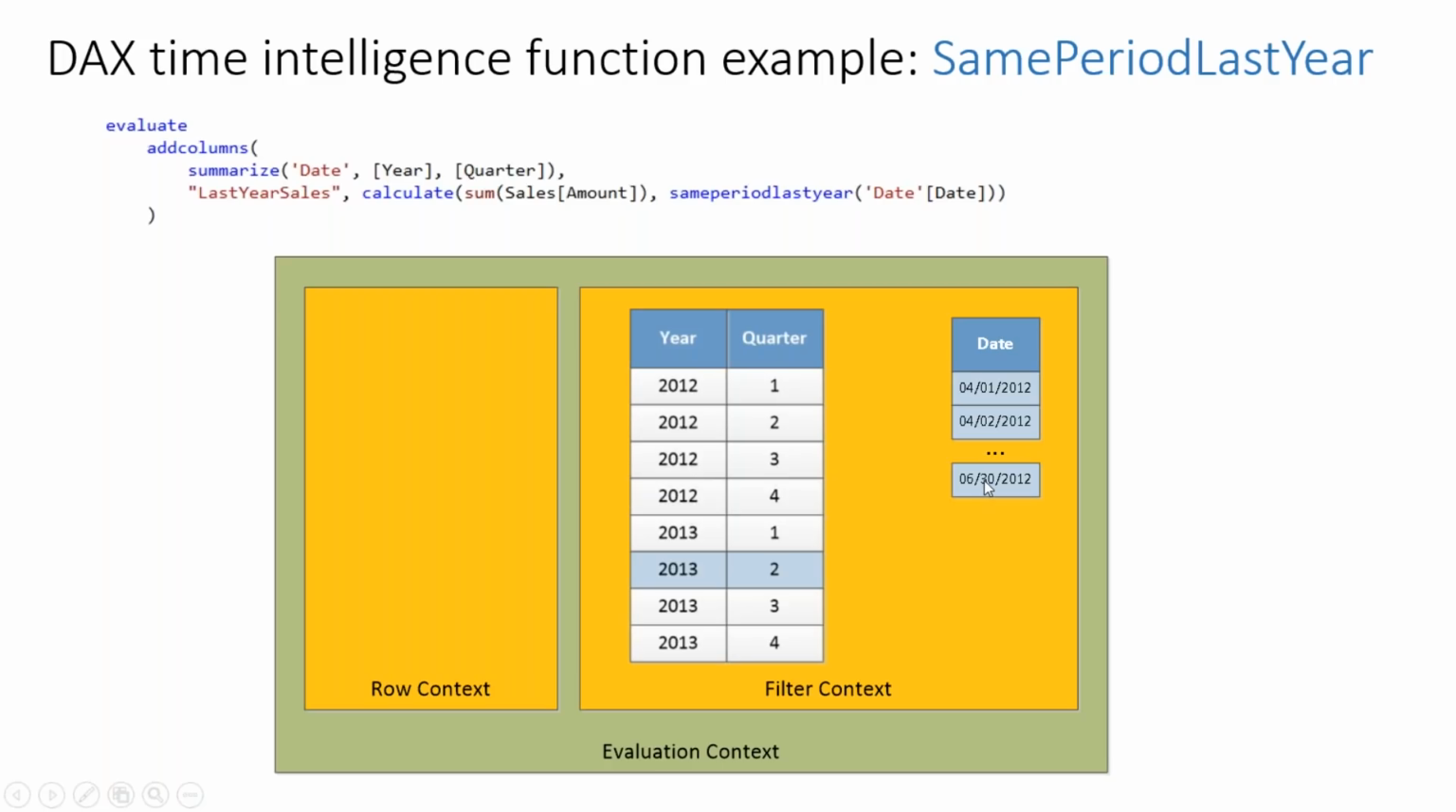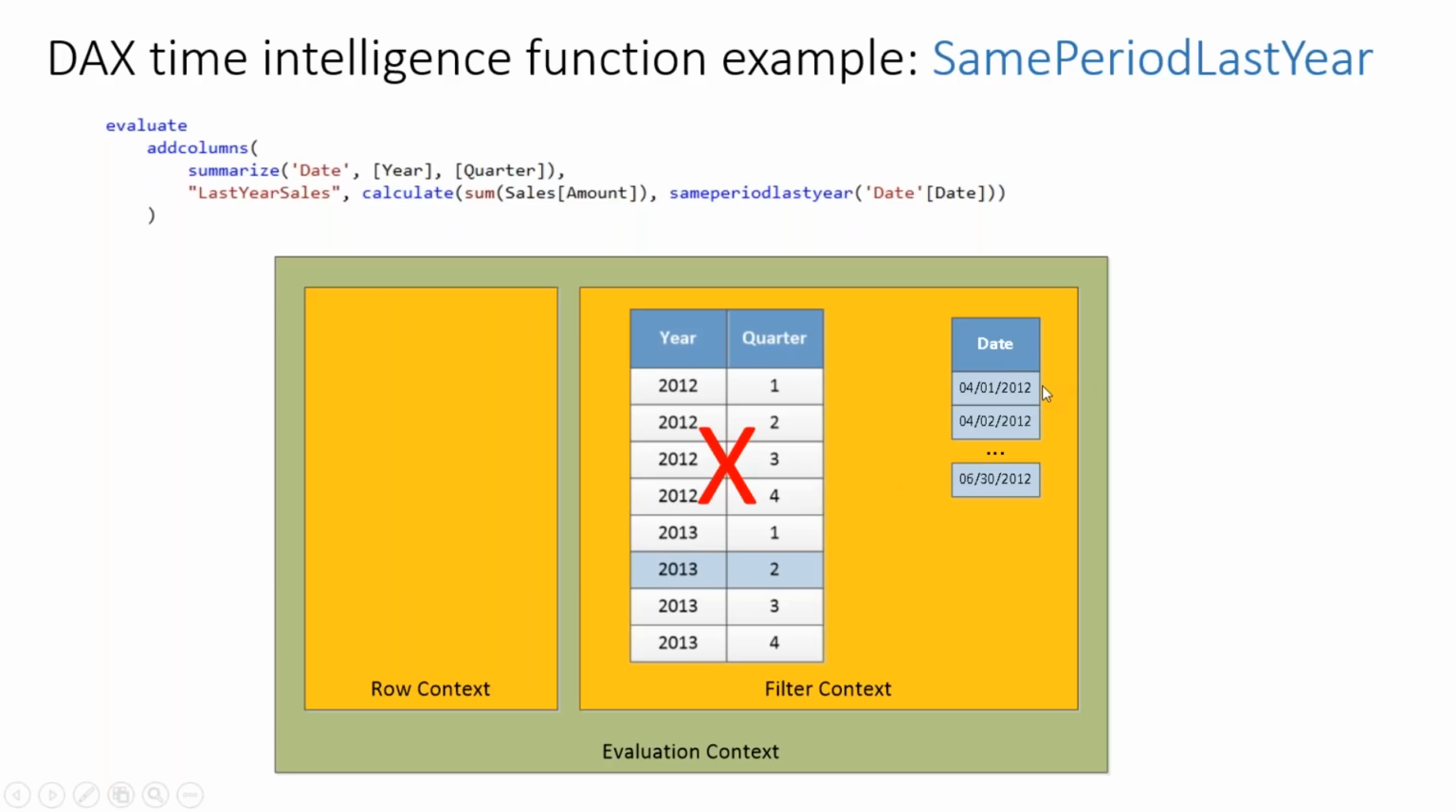Also, once this new filter is added to the filter context, the existing filter is removed. This is a special thing of time intelligence functions. Time intelligence functions will remove the existing filters. Why?